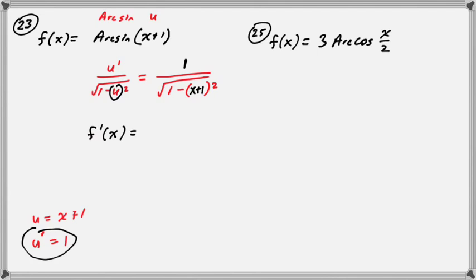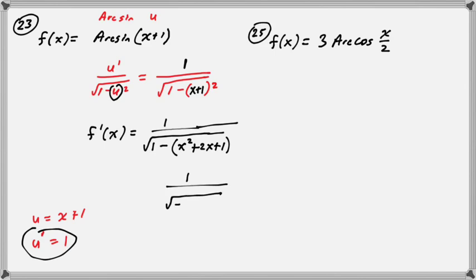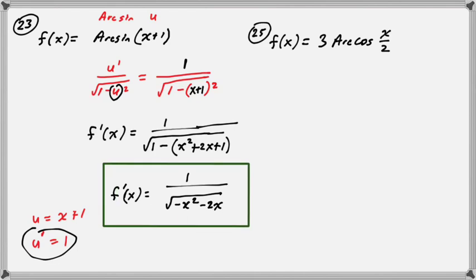I believe they simplify it, but you would have 1 minus, and that would be x squared plus 2x plus 1. 1 minus 1 on the bottom makes 0. So you'd have negative x squared minus 2x, I believe, under the radical. So I believe this is the answer that they're going to have. Let me check.